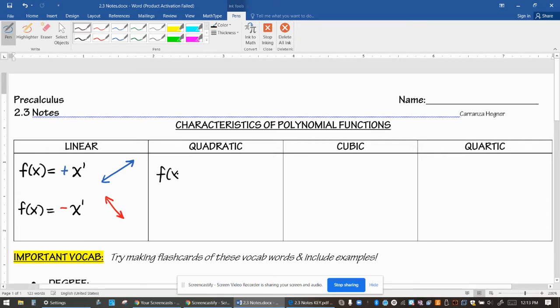Quadratic functions have a highest exponent of 2. Now, if the leading coefficient is positive in a quadratic function, that means the parabola opens up. But if the leading coefficient is negative, then the parabola opens down.